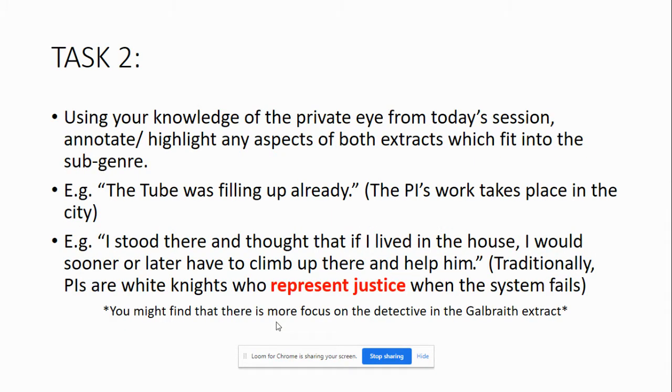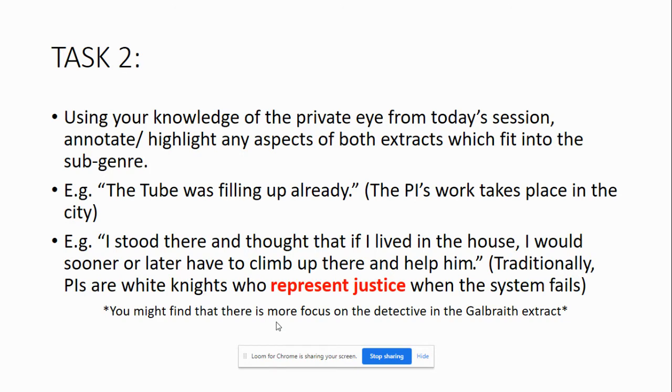So your second task is thinking about the slides that I've just talked through. I want you to use your knowledge from those slides and have a look at the 2 extracts again. And in a different colour, I would like you to annotate any aspects of the PI subgenre. Where is it evident in these extracts? And I've given you a couple of examples here.